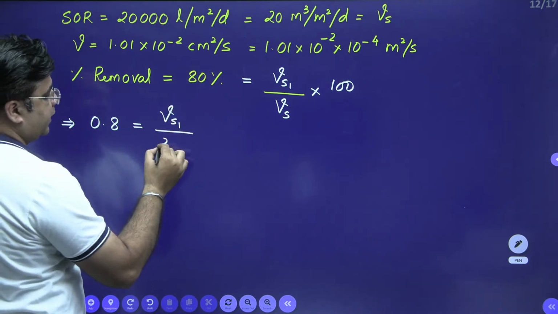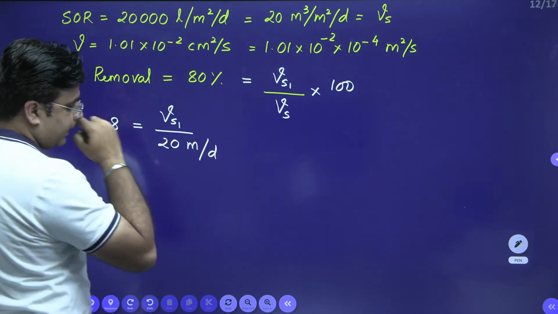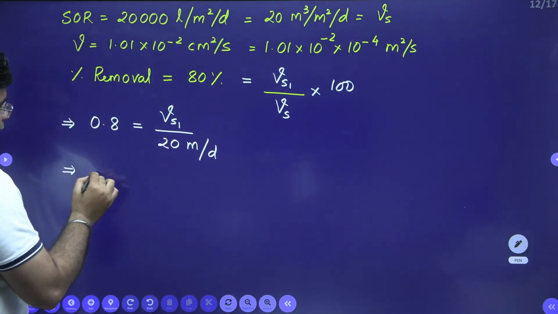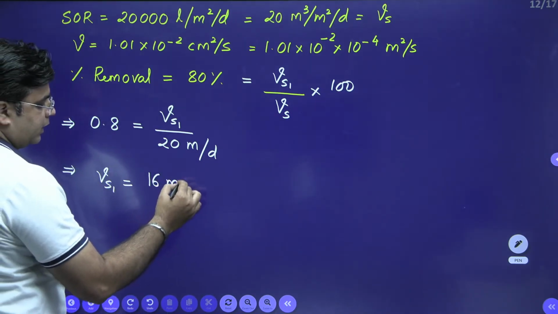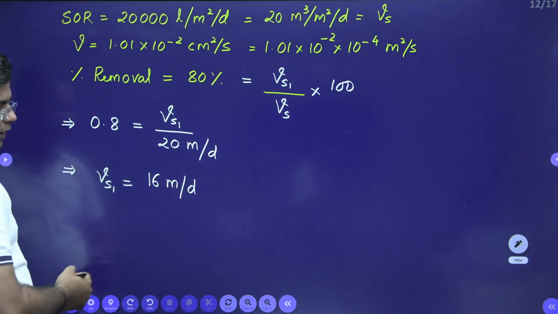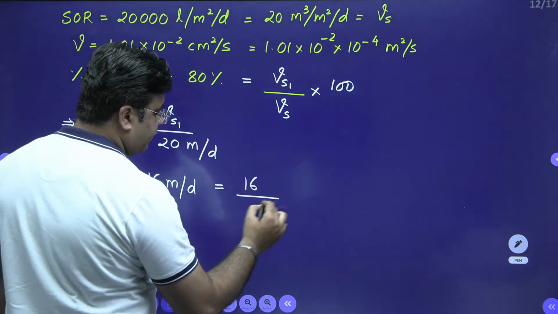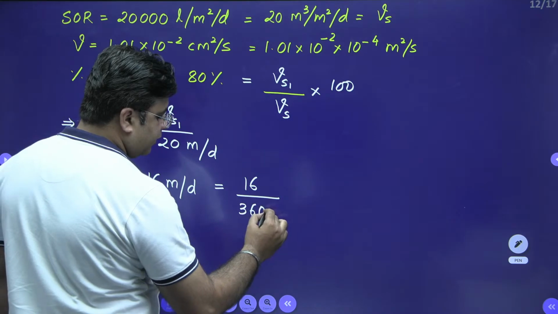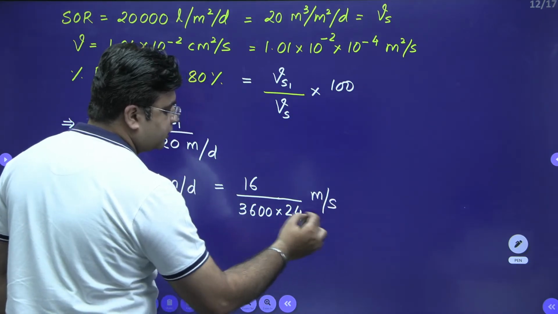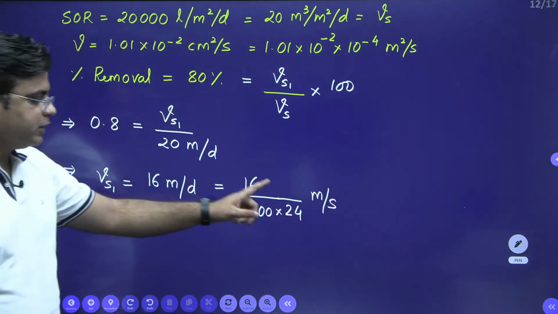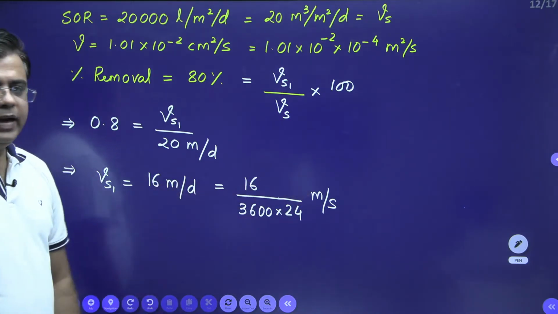Vs is 20 meter cube per meter square per day. So this comes out to be meter per day, right? You just calculate this Vs1. Vs1 comes out to be 16 meter per day. Now convert this meter per day into meter per second. So this will be how much? 16 divided by 3600 into 24. This is the settling velocity of the smaller size of particle in meter per second. So Vs1 is 16 divided by 3600 into 24 meter per second, okay.